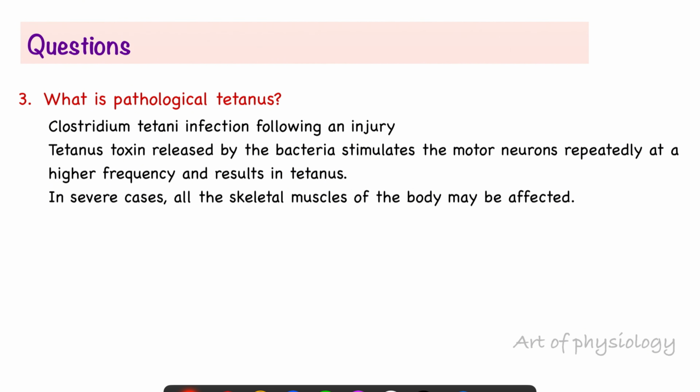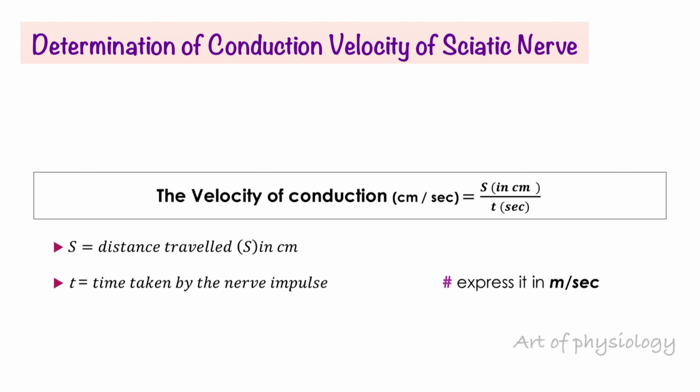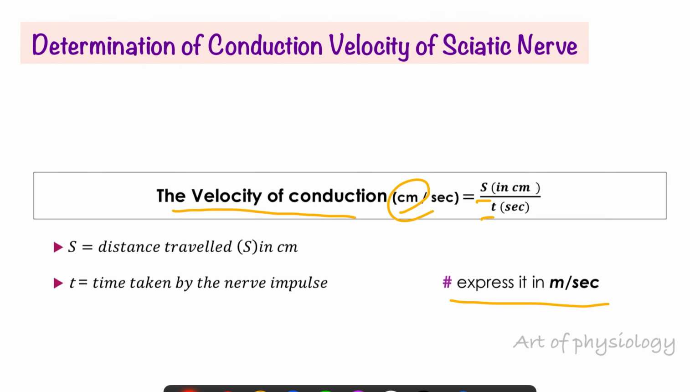It is very important. Now the next one is the determination of the conduction velocity of the sciatic nerve. Here we are calculating the conduction velocity of the nerve we have taken, that is the sciatic nerve. How to calculate this? We have an equation. Velocity of conduction is equal to S by T. S is the distance traveled and T is the time taken by the nerve impulse. It will be expressed in meter per second. We can convert centimeter to meter and express the velocity.